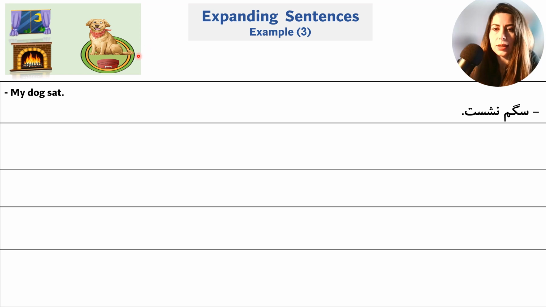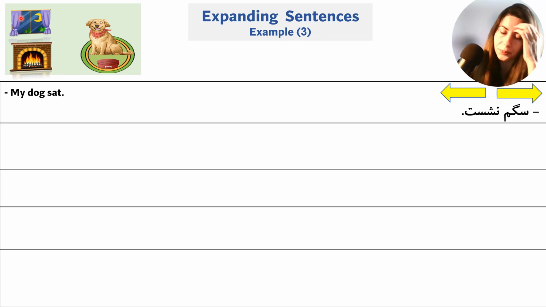Okay, next example. My dog sat. So to sit is نشستن. سگم نشست. Easy. Now let's see how we can stretch it out. So here we have a dog. This dog is sitting on a rug. It's next to the fire and it seems like it's dark outside, so it's probably in the evening.